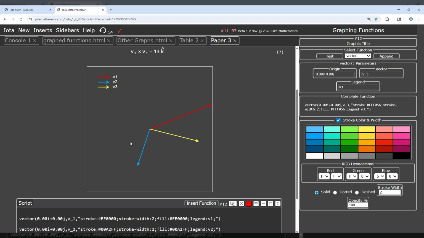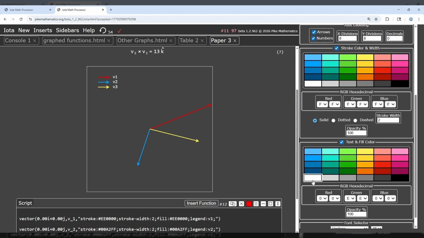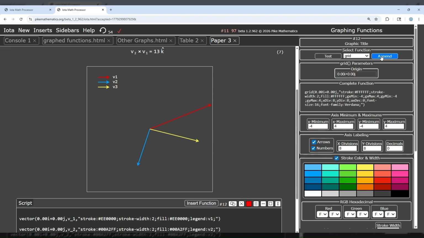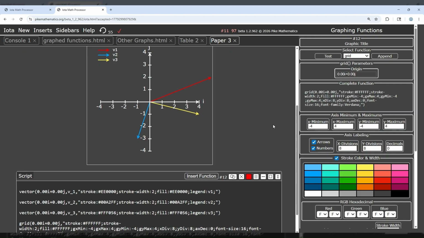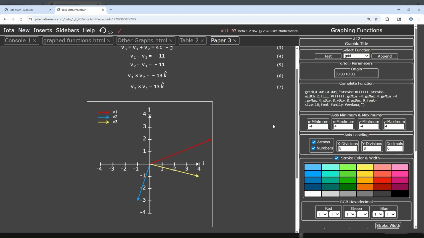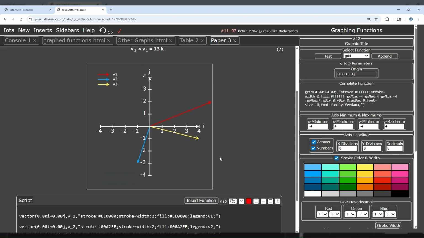Now, it's a little difficult to read this because you don't really have a coordinate system to look at. So let's put in what we call a grid. And against a black backdrop, I always like to use white. And there we go. So now we have a coordinate system and our 3 vectors. That's a good example of integrating the computations that we did with graphics.